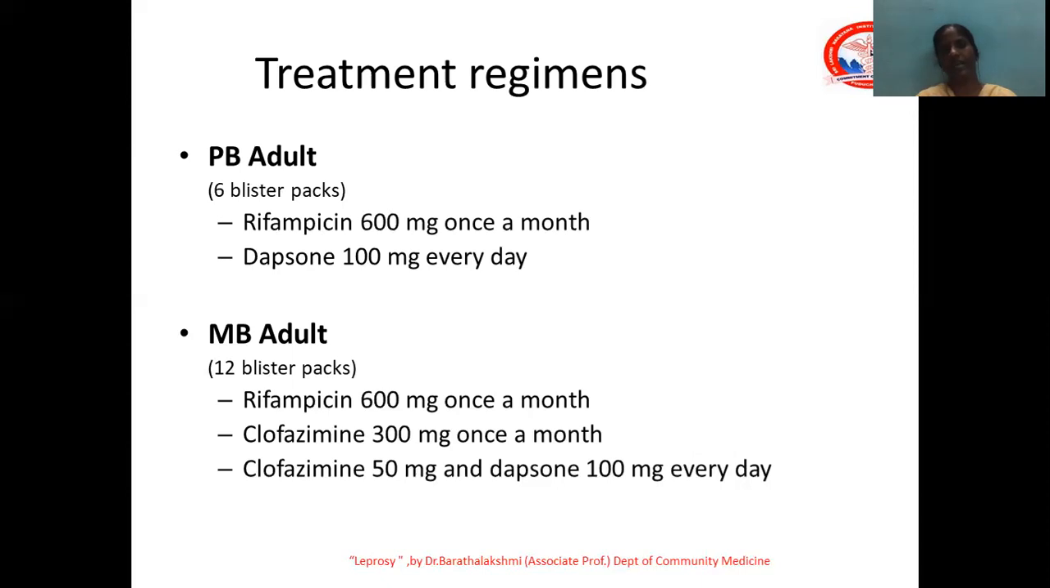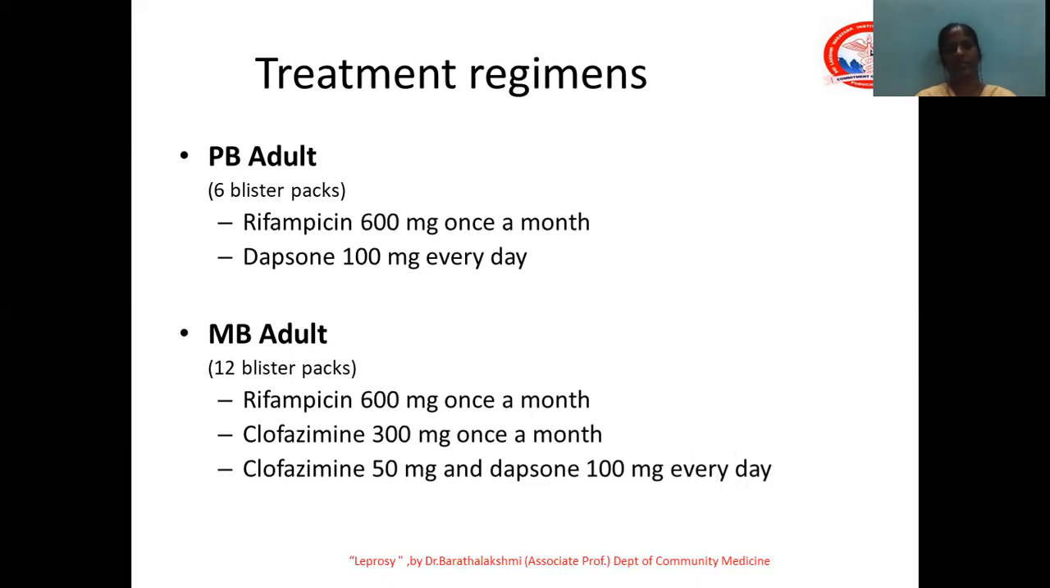So the next category is multibacillary, that is patients with more than 5 lesions. So one more drug is also included. First, only rifampicin and dapsone: every day the patient is going to take dapsone, and once a month the patient is going to take rifampicin.